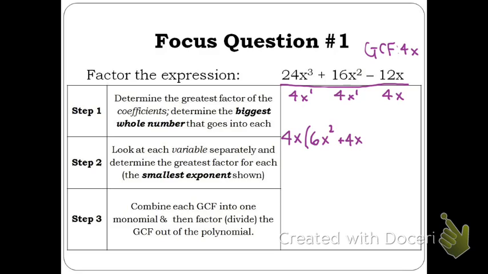Then we have minus 12x divided by 4x. So 12 divided by 4 is 3, so I'll put minus 3. x divided by x is x to the 0. And remember, x to the 0, we do not need to write, so I just wanted to show you. That cancels out, and we just leave the 3. So your answer is 4x times the quantity, 6x squared, plus 4x minus 3.